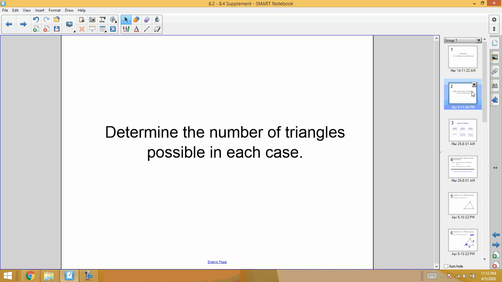So the first thing you'll see in this assignment is number 1. There's several parts to number 1, and the directions ask you to determine the number of triangles possible in each case. So please be careful in here. It's not asking you to solve each triangle. It's just asking you to tell how many there are. And so for all of those, the answer will either be 0, 1, or 2.